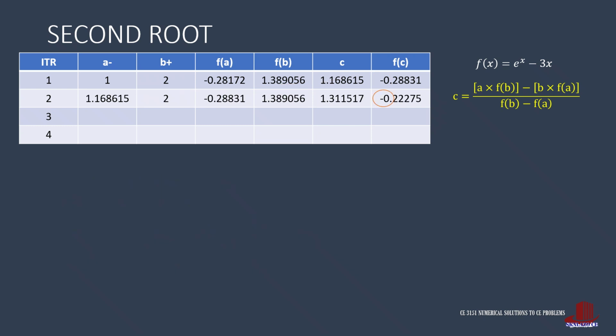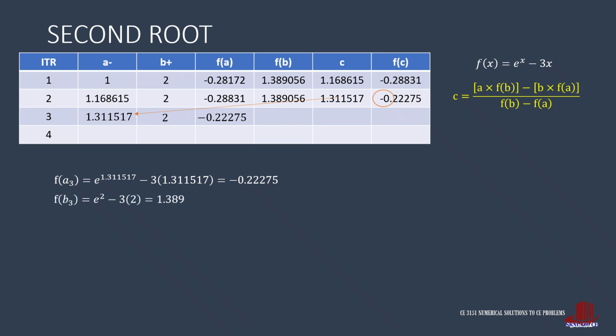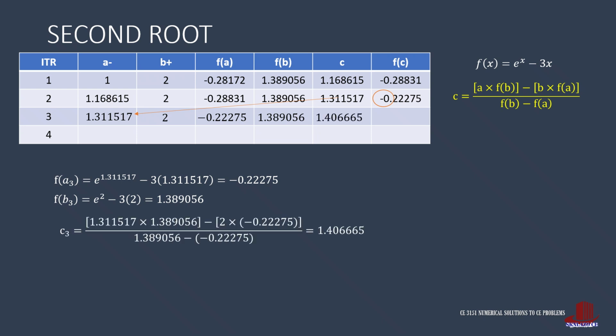The third iteration is the same. The sign of FC is again negative, so A now becomes 1.311517. B is still 2. FA is negative 0.22275 and FB is 1.389056. Use these to compute for C, which is computed as 1.40665. This value back to the function and get f of C as negative 0.13768.